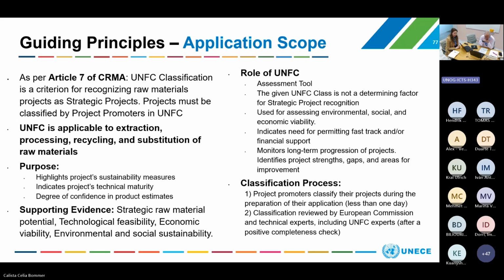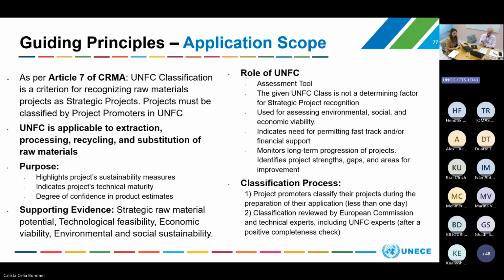So we are talking about Article 7 of the CRMA Act, that UNFC is a criterion for recognizing a raw materials project as a strategic project, and it needs to be classified. I would also point out the classification process that Robert already mentioned. The project promoters would classify their project, which is not a criterion for recognition, and the classification done by the promoters will be reviewed by the Commission, and we'll get the feedback.